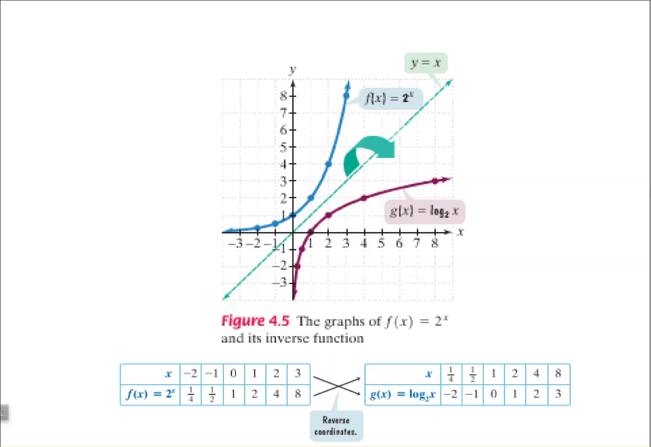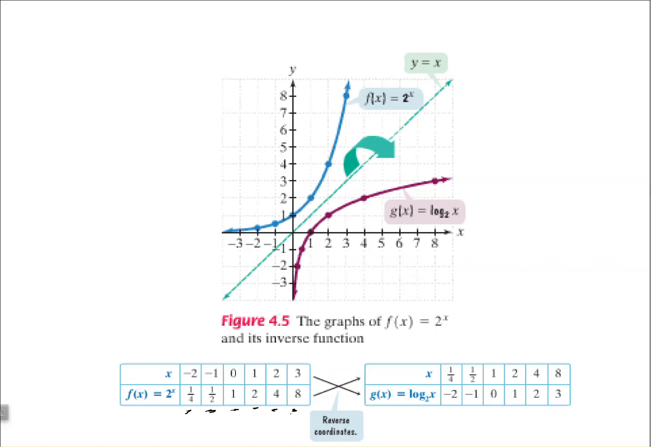What does inverse mean? Well, if I have the points as shown in the graph of the function 2 to the power of x: negative 2, 1/4; negative 1, 1/2; 0, 1; 1, 2; 2, 4; and 3, 8, then the ordered pairs for log base 2 of x will just be flipped. So the x's and y's will be flipped. So instead of negative 2, 1/4, it will be 1/4, negative 2, then 1/2, negative 1.